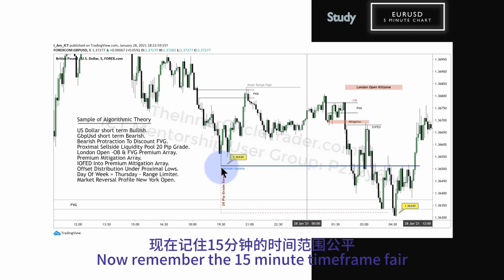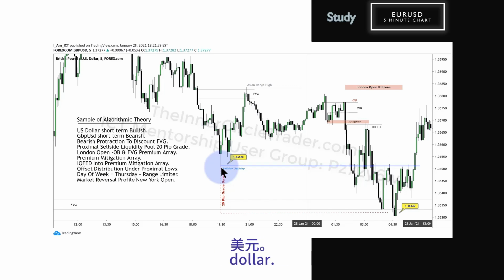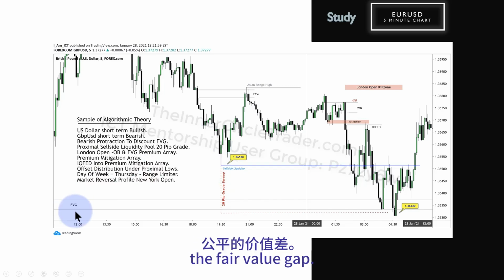Now, remember the 15-minute time frame fair value gap on cable, or the pair British pound versus US dollar. That's this area here, the fair value gap.